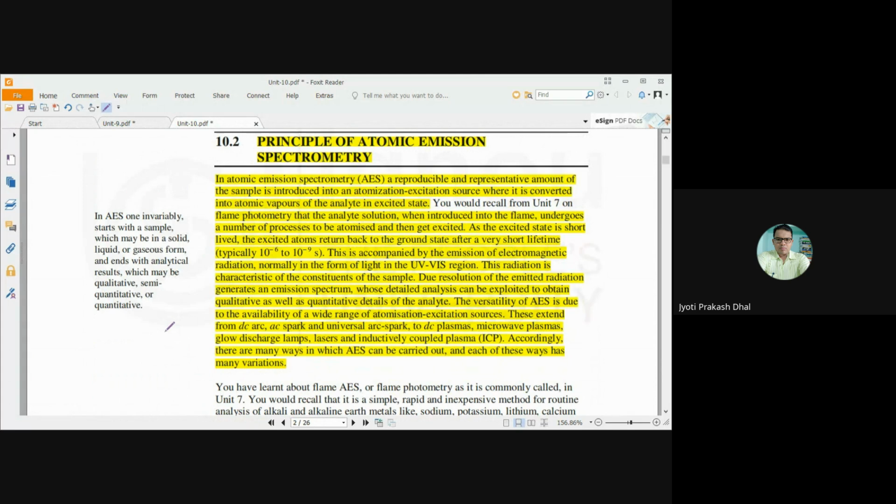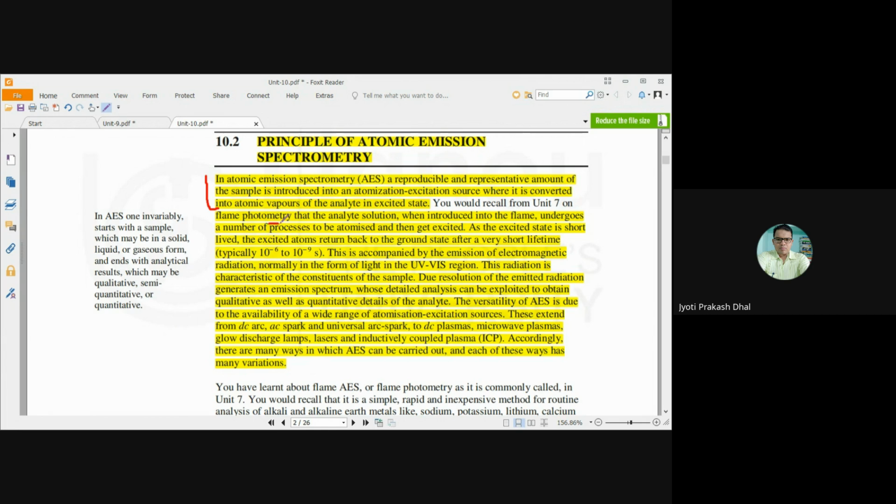So first we'll discuss the principle of atomic emission spectrometry. In atomic emission spectrometry, a reproducible and representative amount of the sample is introduced into the atomization excitation source, where it is converted into atomic vapor and the analyte in excited state. That means initially the analyte will be converted into excited state through the atomization excitation source.